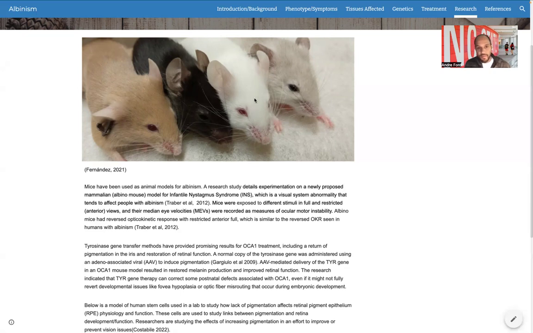The OCA1 would be the white one. The OCA2 would be the brown. Oh, we might have that mixed up. But the main point of this is that the mice were exposed to anterior views, restricted views, and non-restricted views of stimuli, and they recorded their median eye velocities to determine if they had nystagmus, and that would show a reversed optokinetic response, which is similar to that seen in humans with albinism.